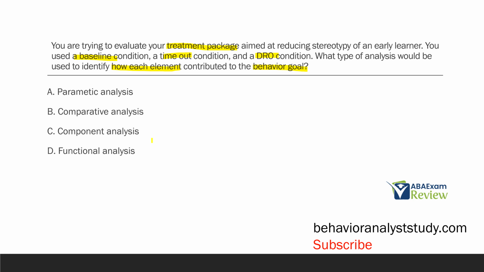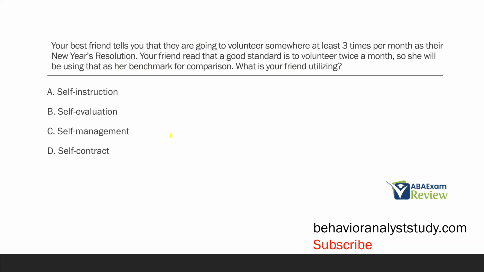And then D, a functional analysis, we're not looking for the function here. We're not manipulating antecedents and consequences to identify the function. D is out. The elements we're looking at, this timeout condition, this DRO condition, they're part of a treatment package. So the type of analysis we need to use is C, a component analysis.